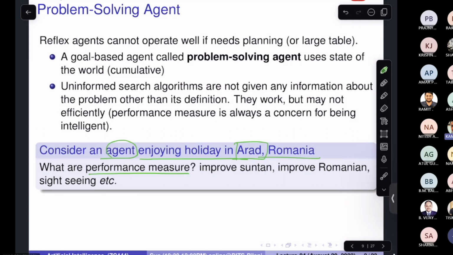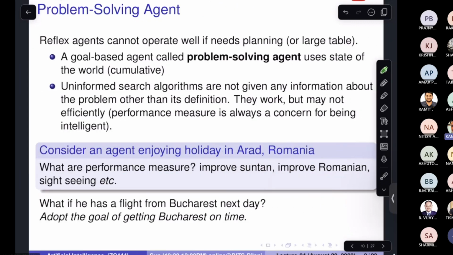He is enjoying a holiday. So what is the performance measure? How much he has improved his suntan, how much he has improved his Romanian language, how much of the site he has covered, how many sightseeing trips he has done. So this could be a performance measure. Am I right or not?